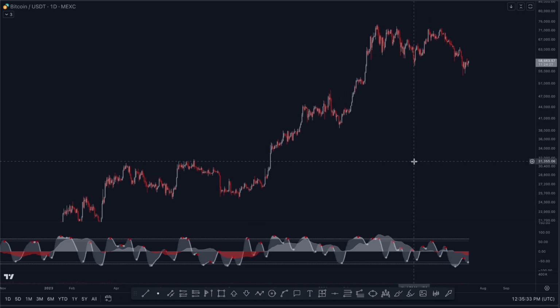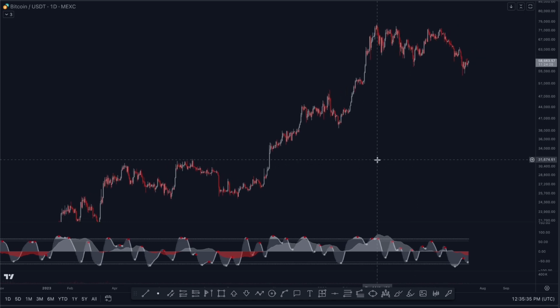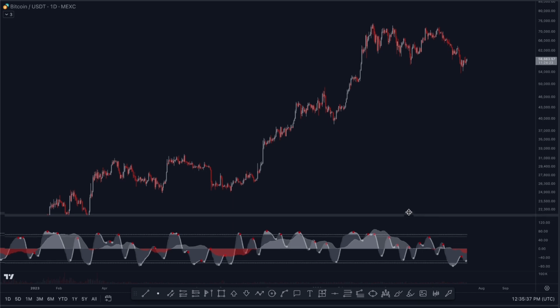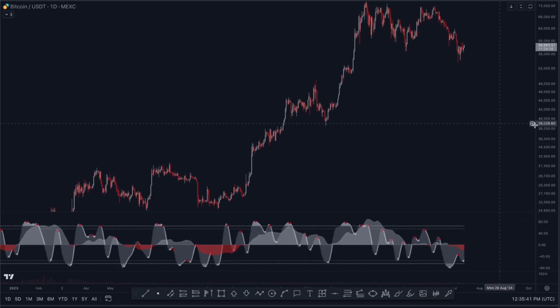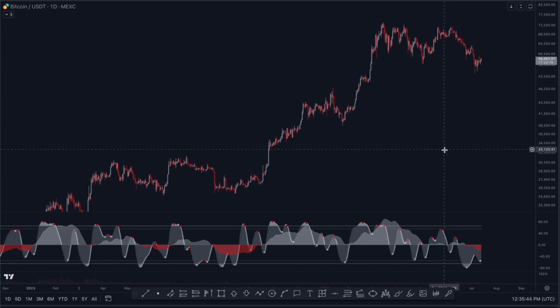But in this video, I want to talk about this bottom money flow indicator. I'm just going to make it a little bit wider. Let's make it a little bit bigger. So what is the money flow indicator?